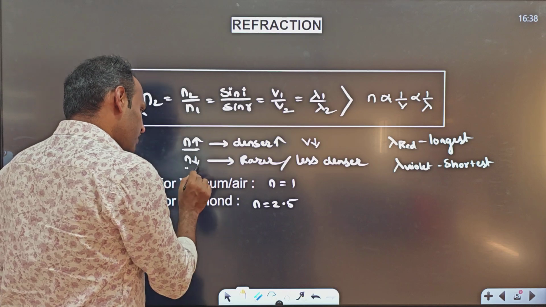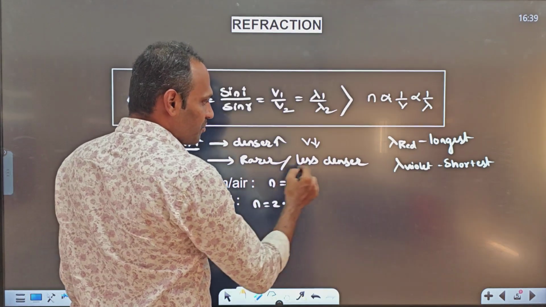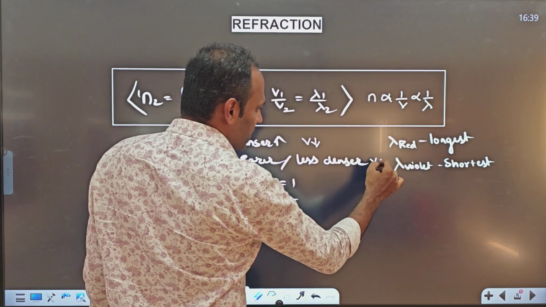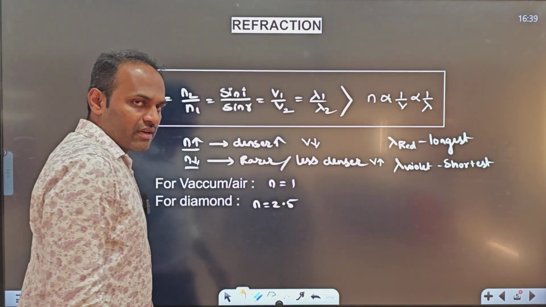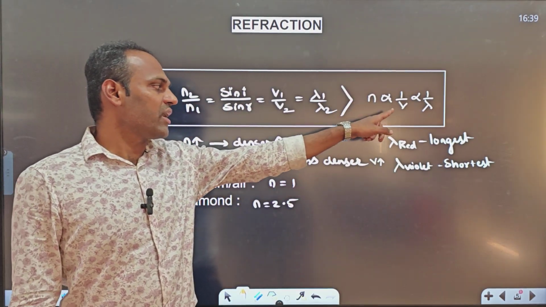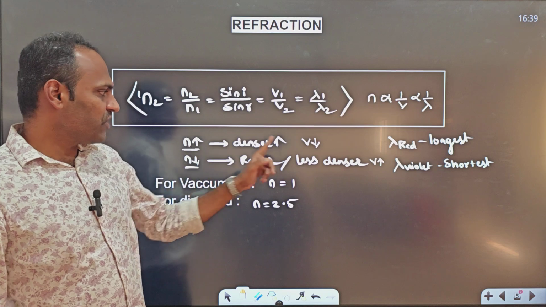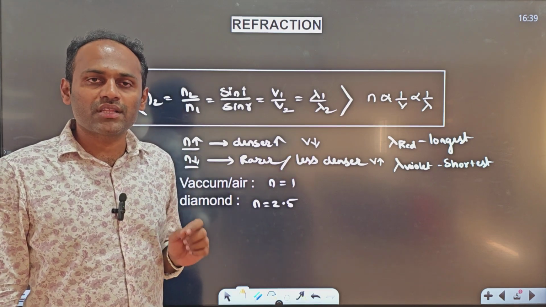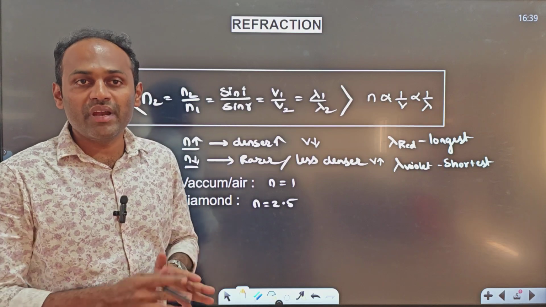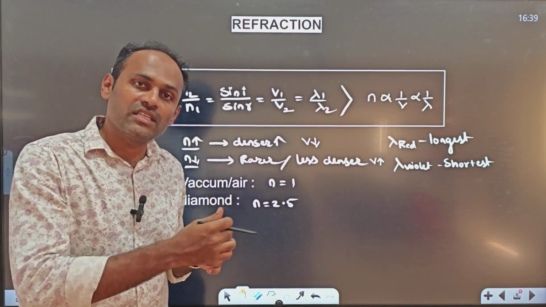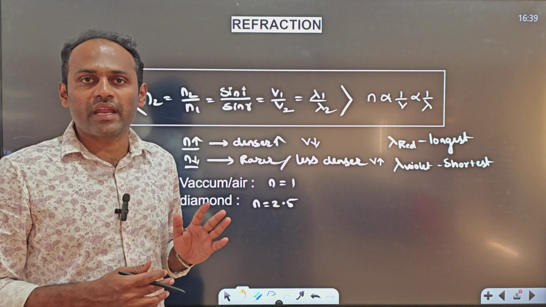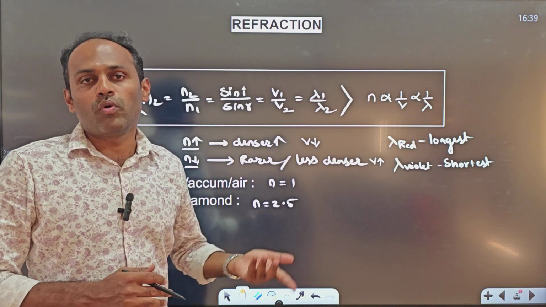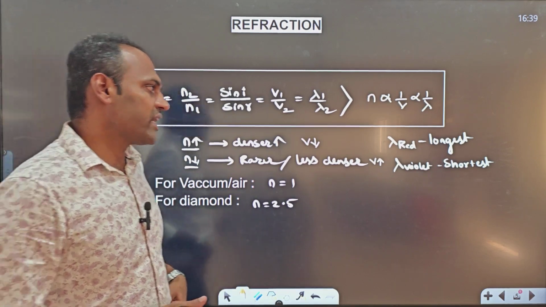If the refractive index is less, then that is called a rarer medium or less denser medium, where the speed of light will be more. We already know n and v are inversely proportional. If n is more, v has to be less. If n is less, v has to be more. Refractive index indicates how dense the medium is. The more the density of the medium, the less the speed of light. The less the density of the medium, the more the speed of light. Right?